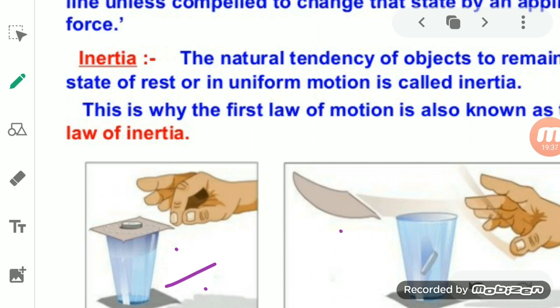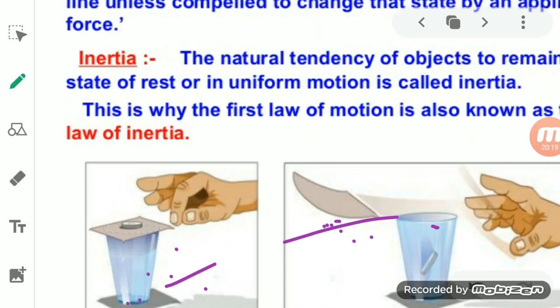The card will move away, but the coin which is present in the middle of the cardboard will drop into the glass tumbler. So here after flicking, the cardboard moves, but the coin which was present on the cardboard falls into the glass. What is the reason behind it? Actually, initially both the card and the coin are in a state of rest because we are not touching them. We had kept them simply. So both of them are in a state of rest.